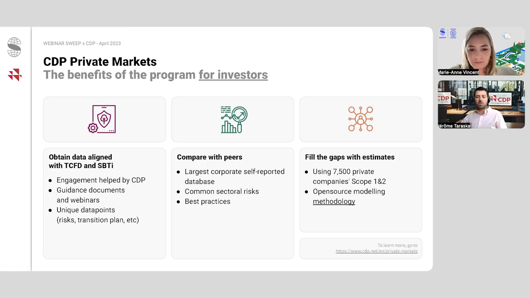Although our motto is: what you disclose, you can manage. So we want them to start calculating their emissions, and that's why the SWEEP tool is also very interesting, because it can help companies work on this baseline and report it.